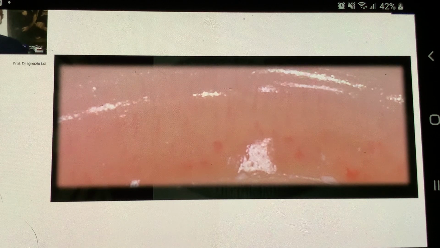And here you see all the microcirculation.